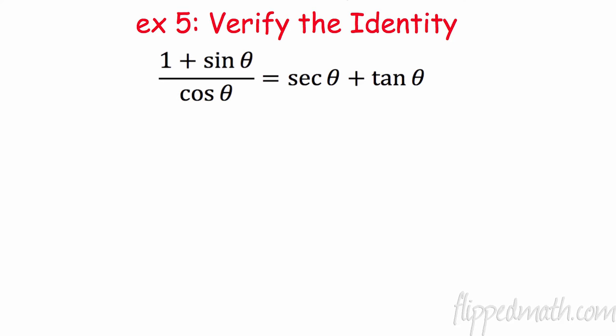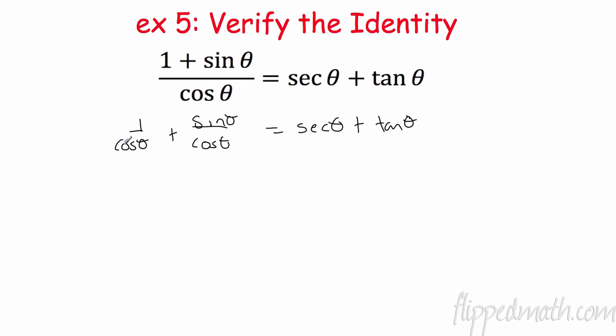So, let's try this one. This one looks a little bit trickier, but I think we can handle it. Now, some of you are going to be like, we want to start with the more complicated side. Which side is more complicated? It's a toss-up. And I'll be honest with you, sometimes you're going to start on one side because you think it's going to be easier to work with, and you realize you can't do anything. So you go to the other side. To me, I see a fraction. I think fractions are more complicated. So I'm going to split this fraction. I'm going to do 1 over cosine theta plus sine theta over cosine theta. Just split it up, and we're headed to our goal of equaling secant theta plus tangent theta.